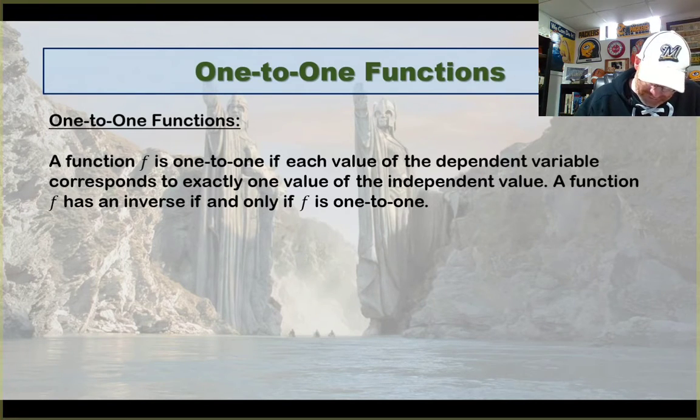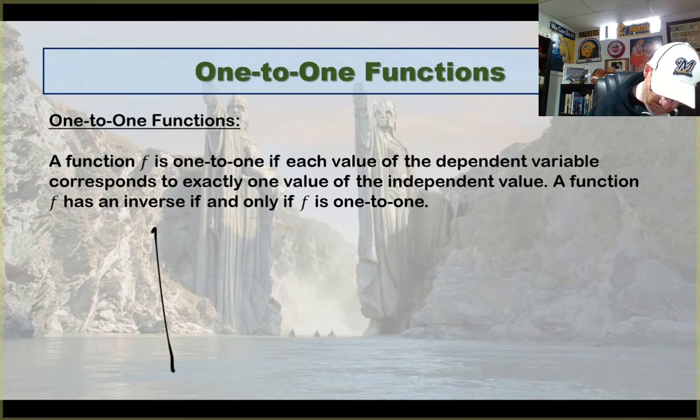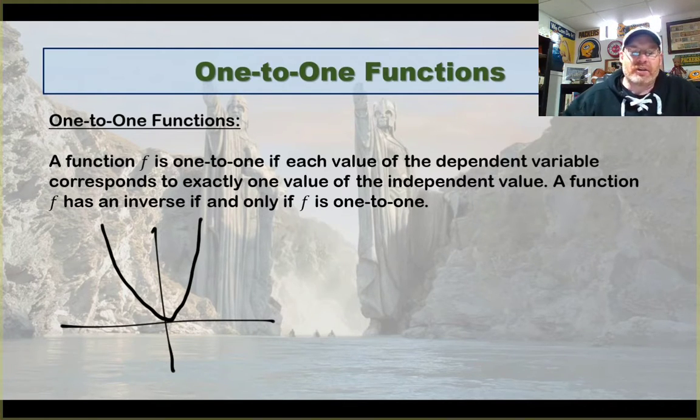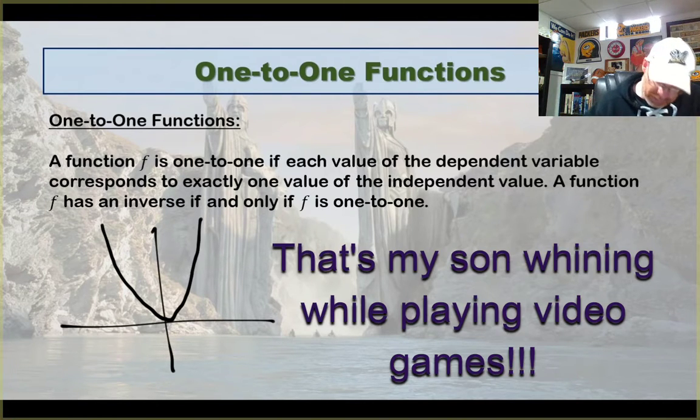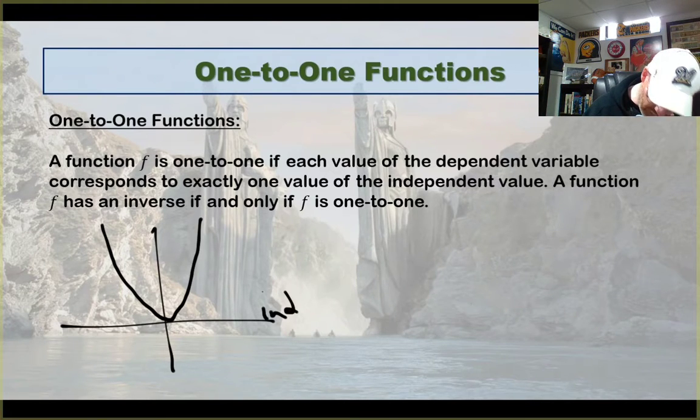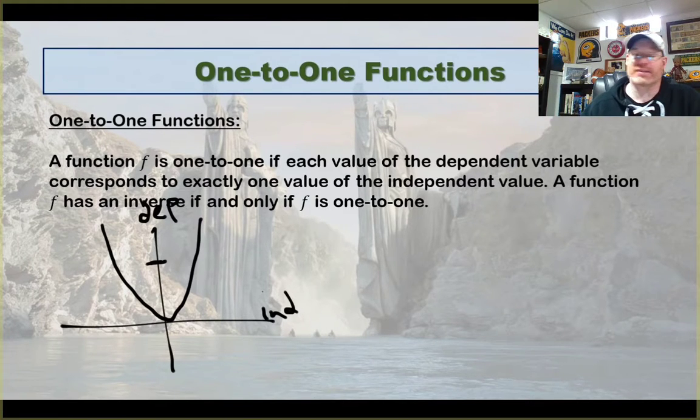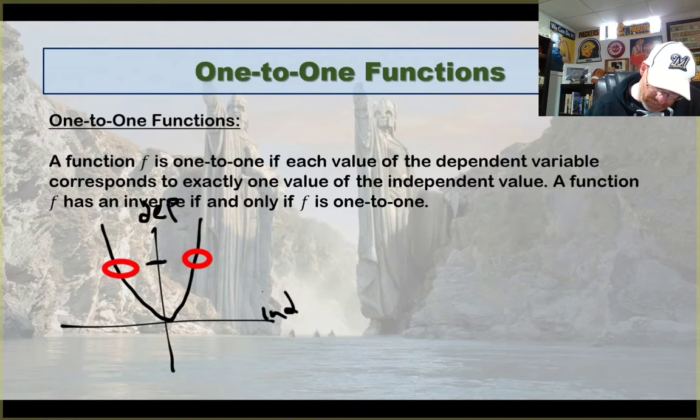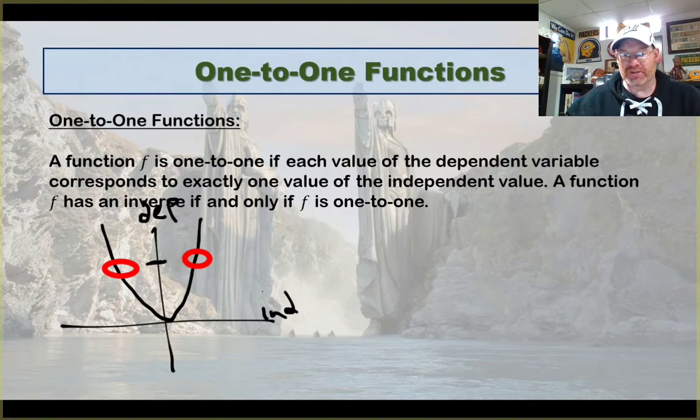All right, so what exactly does that mean in this context? Well, let's look at that parabola that we had before. Each value of the dependent variable, that's y, corresponds to exactly one of the independent. Okay, so the independent is the x-axis, the dependent is the y-axis. Here's a value on the y-axis, the dependent variable, and it has associated with it two spots, one there and one there. It's not one-to-one, and that's why it has no inverse. For that particular y value, there's actually two.